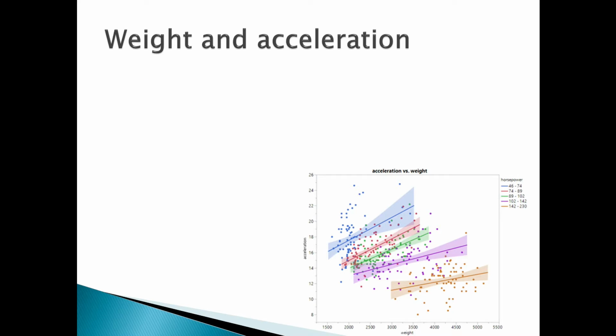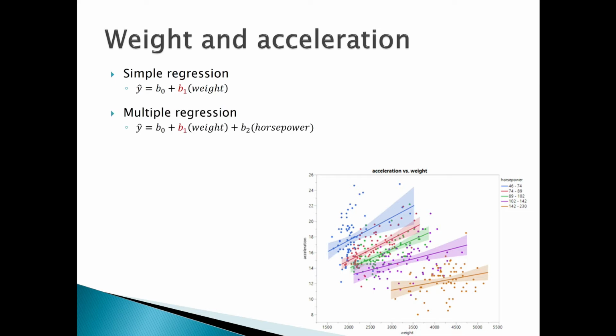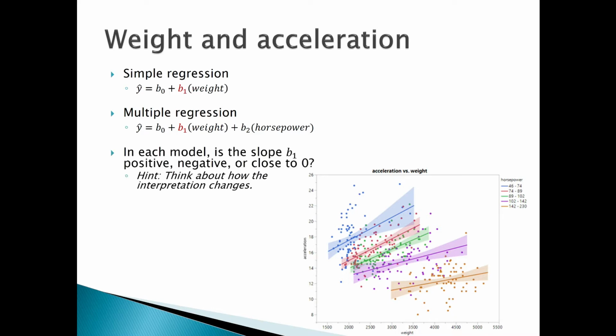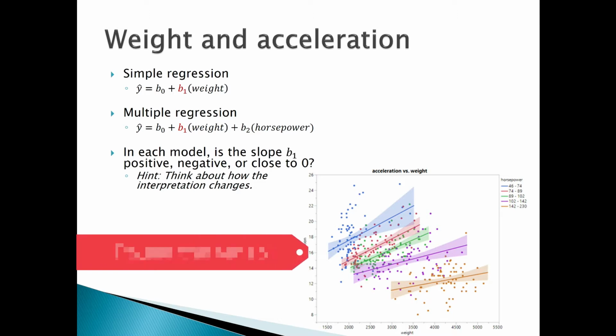Okay, so here's the predictions I want you to make. First of all, think about a simple regression model. So if we were to fit this model with only weight as the predictor, what would the slope look like? Okay, then think about a multiple regression model. So here we have both weight and horsepower as predictors. What do you think the slope for weight would look like in that model? And I'll give you a little bit of a hint that you need to think about how the interpretation changes. Okay, so pause the video here and think about in each model, is the slope going to be positive, negative, or close to 0?